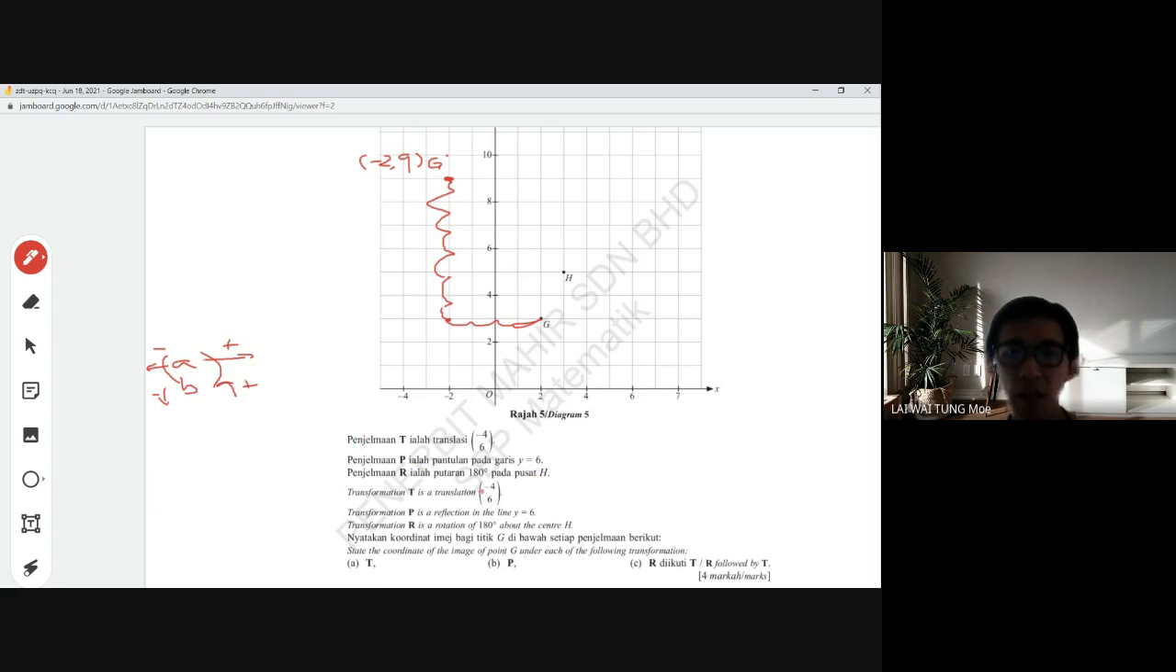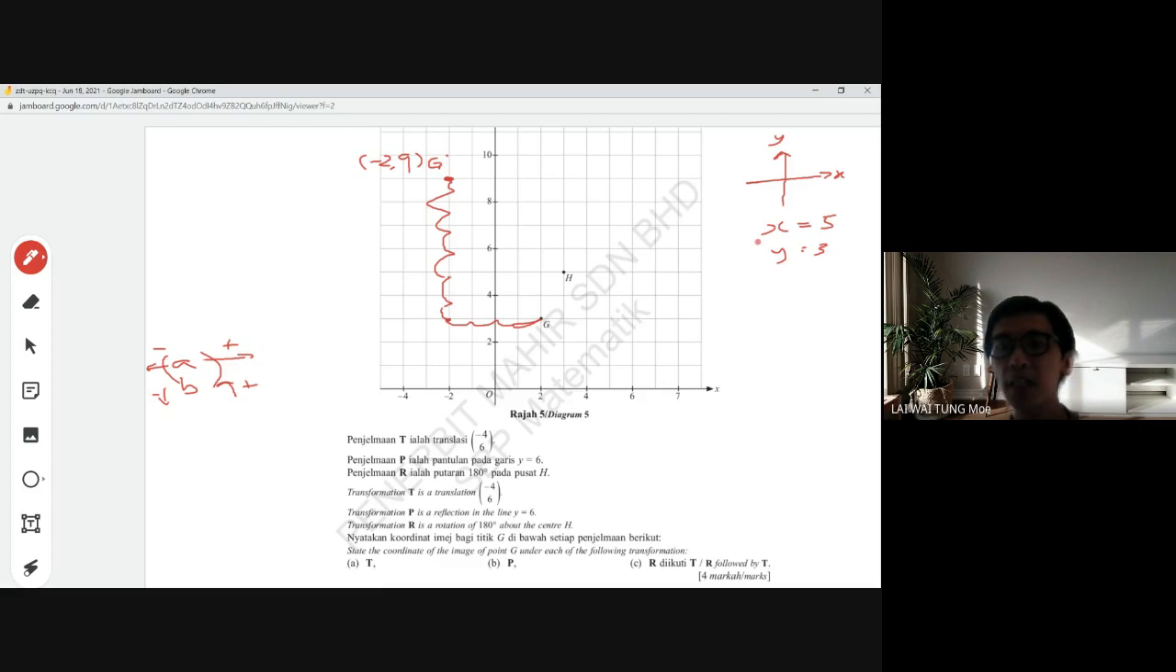Question B. After the transformation P, P is a reflection in the line y equals to 6. So you have to identify where this line is. You have to know how to identify the line. I think I taught you this before. So if this is the x-axis and this is the y-axis, say there's a straight line x equals to 5, and there's a straight line y equals to 3, for example.